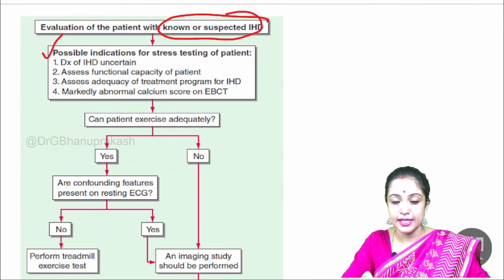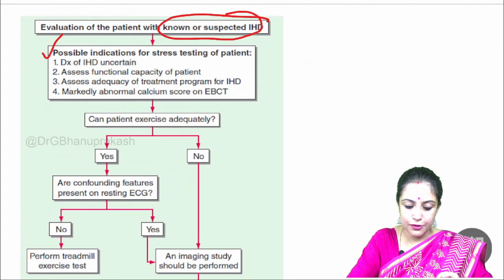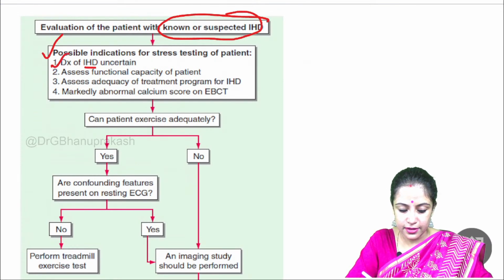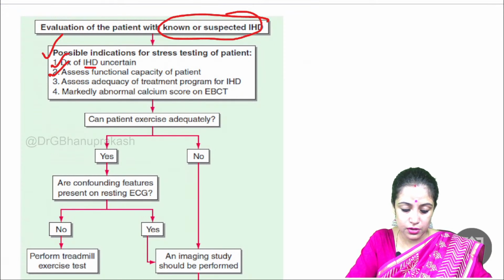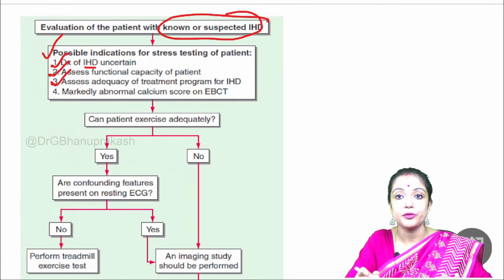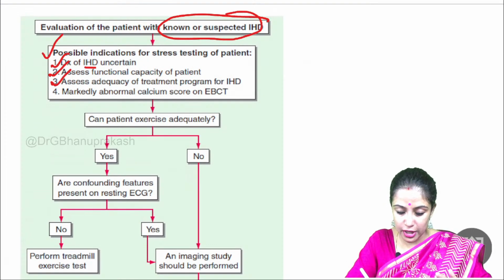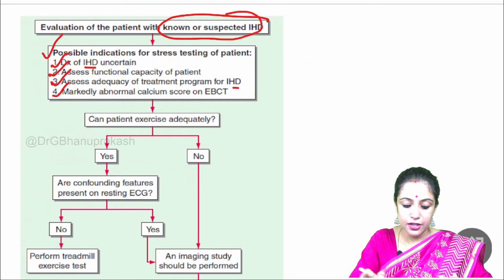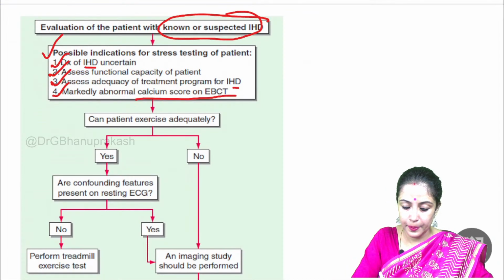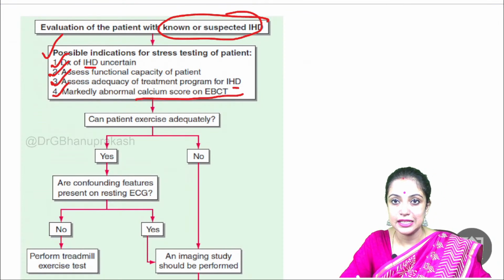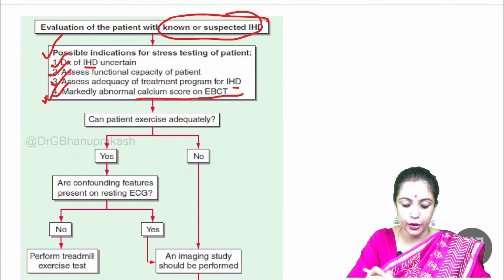You need to do stress testing when? If the diagnosis of ischemic heart disease is uncertain, to assess the functional capacity of the patient, to assess adequacy of treatment program for ischemic heart disease, and if there is markedly abnormal calcium score on electron beam CT. Now, what is this? What is the fourth point?